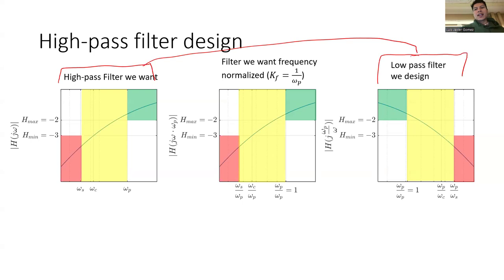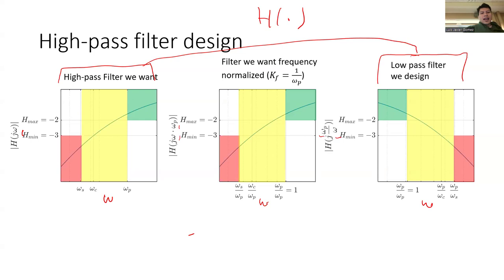So here, all I've plotted is actually three frequency responses, and they're actually of the same H. So same frequency response. The main distinguishing feature is in one of them, the x-axis in all of them is omega. But in one of them, we plug in H of j omega. And then in the second one, we're plugging in H of j omega times omega p. And in the third, we're plugging in H of omega p over omega.